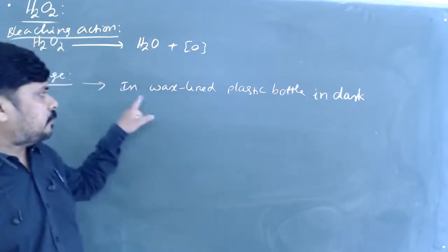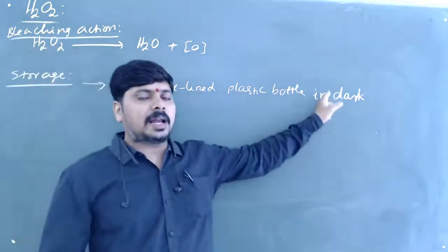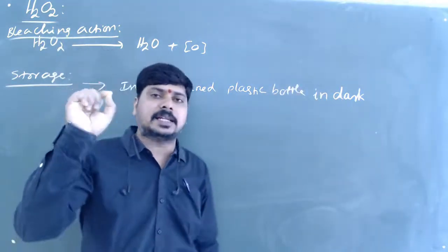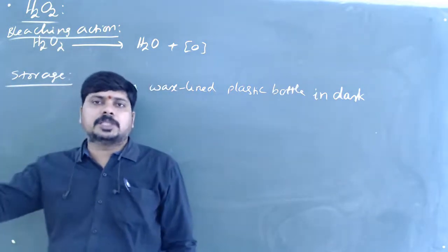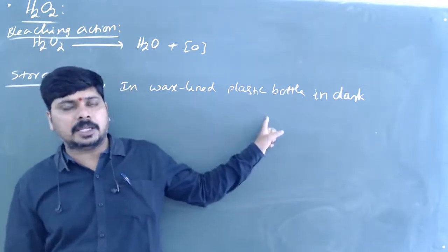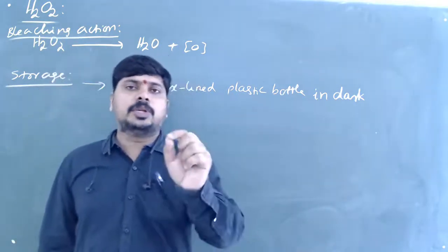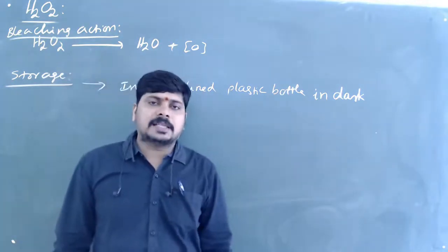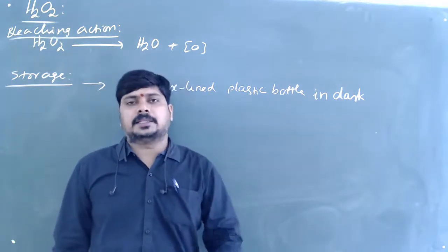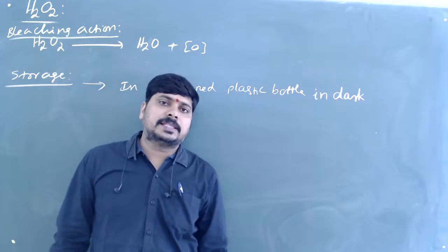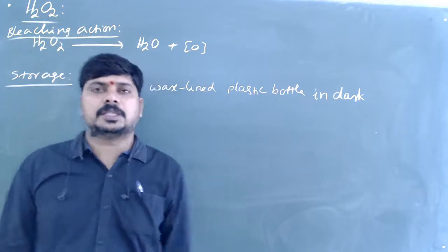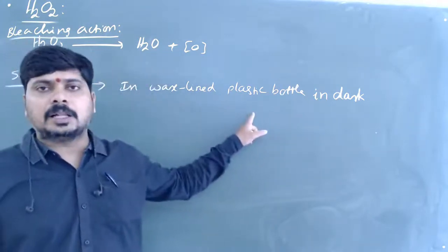That's why every time we use a wax lined plastic bottle and always keep it in the dark. Even a glass piece present inside as dust is enough to cause decomposition of hydrogen peroxide. That's why you are always supposed to use a wax lined plastic bottle, and we can even add urea as a preservative. Urea acts as a stabilizer. You can even use acetanilide as a stabilizer. These all prevent the oxidation decomposition. So that is the reason we do all these things.